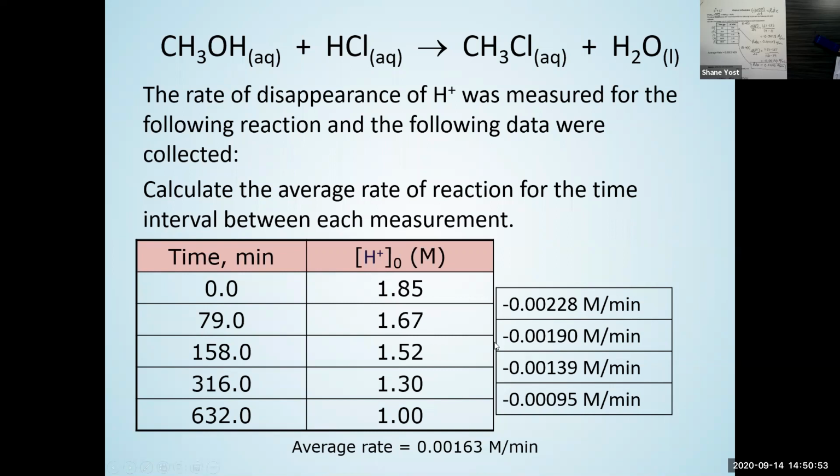Okay. So questions about this example? How would I calculate these rates of formations and consumptions and rates of reactions based off of concentration and time data? Any questions?